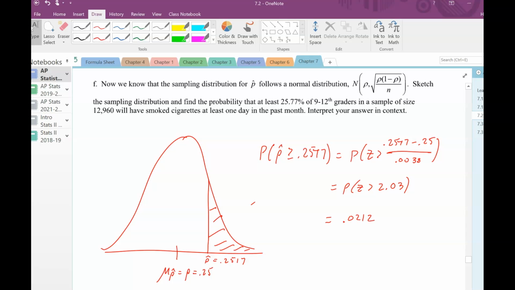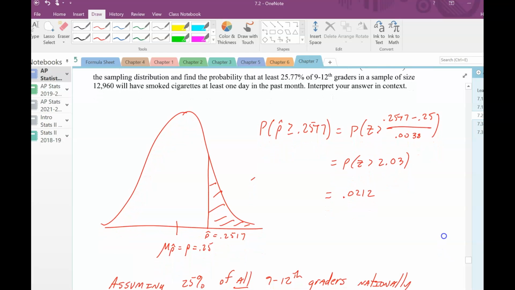If you flip to the next page, there is a little normal distribution sketched out there for you. It says now we know that the sampling distribution for p-hat follows a normal distribution. Sketch the sampling distribution, with a mean and standard deviation. Find the probability that at least 25.77% of 9th through 12th graders in a sample size of 12,960 will have smoked cigarettes at least one day in the past month. This is checking the likelihood of getting the sample that was discussed, by calculating z and determining that probability.